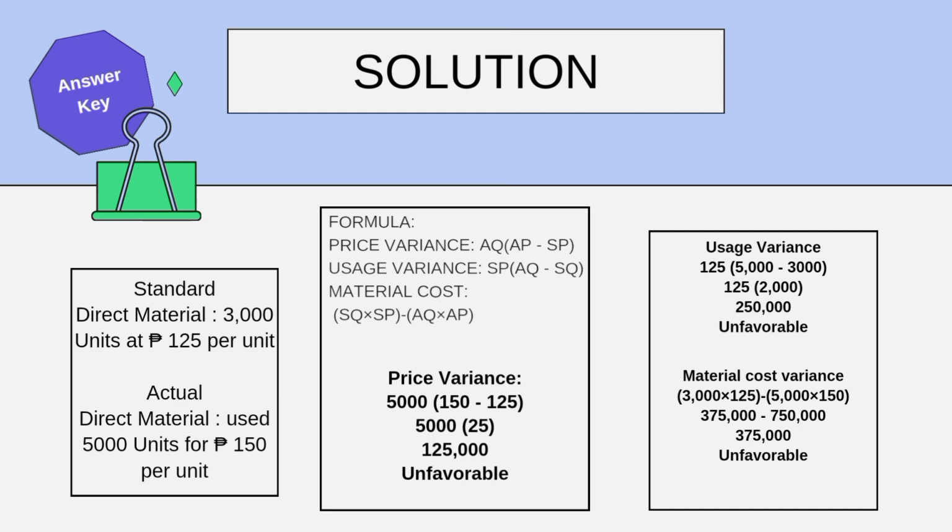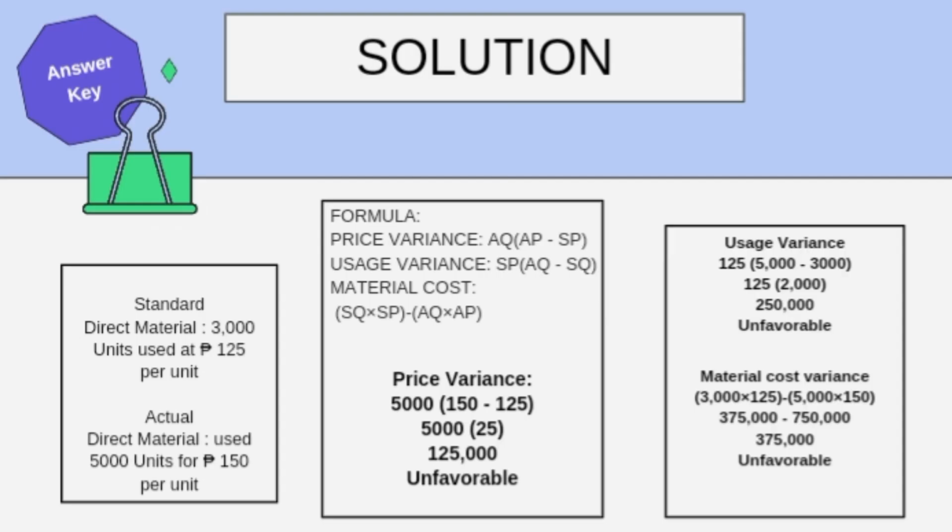And then multiply it to the actual quantity, which is 5,000, which gives an answer of 125,000. And it is considered as unfavorable because the price of the materials, which is the actual, is much higher than the standard price.